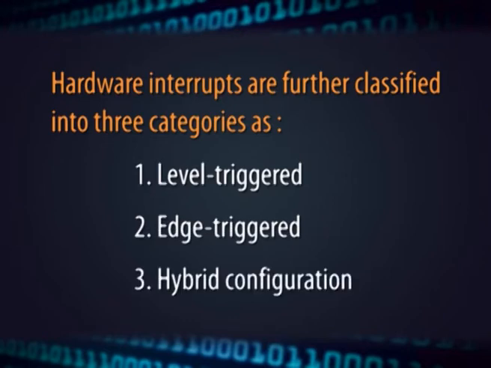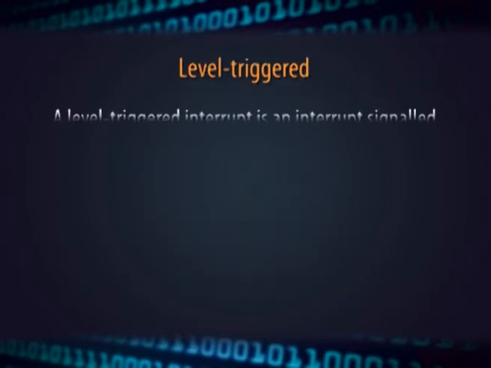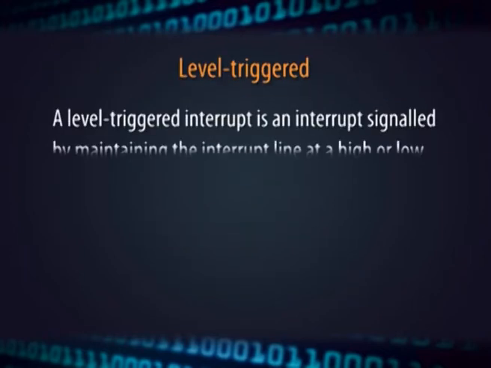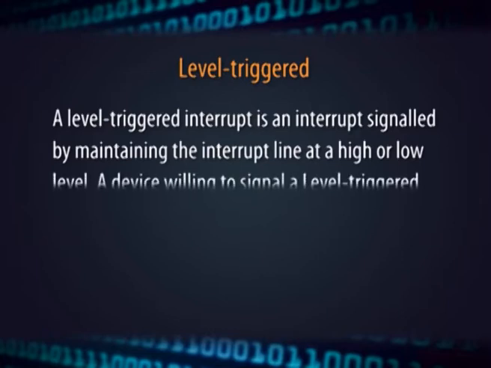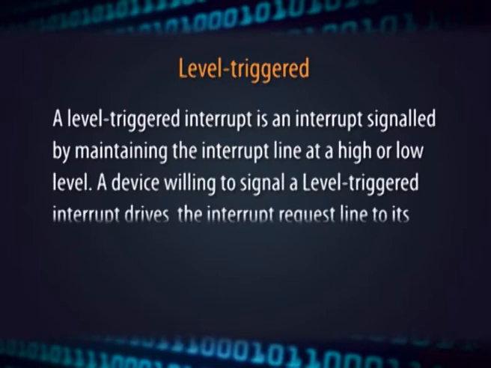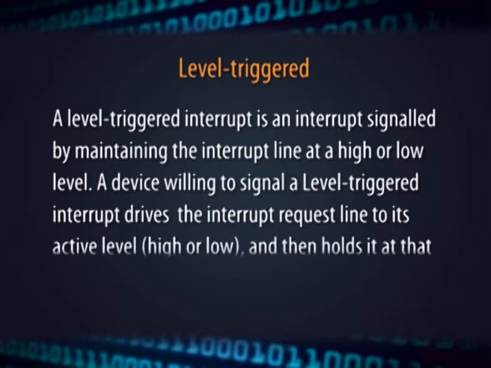First, a level triggered interrupt is an interrupt signaled by maintaining the interrupt line at a high or low level. A device willing to signal a level triggered interrupt drives the interrupt request line to its active level, high or low, and then holds it at that level until it is serviced. It ceases asserting the line when the CPU commands it to or otherwise handles the condition that caused it to signal the interrupt.